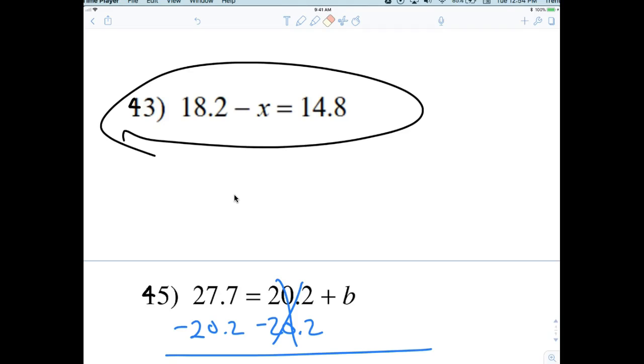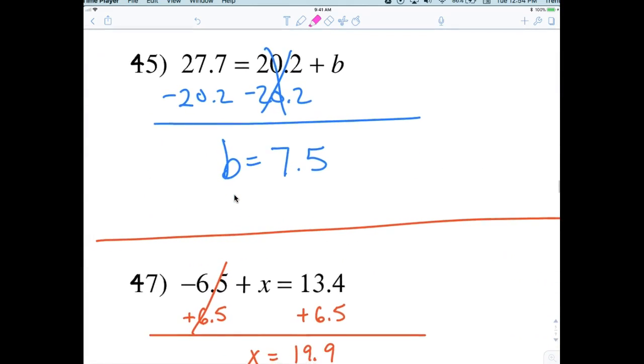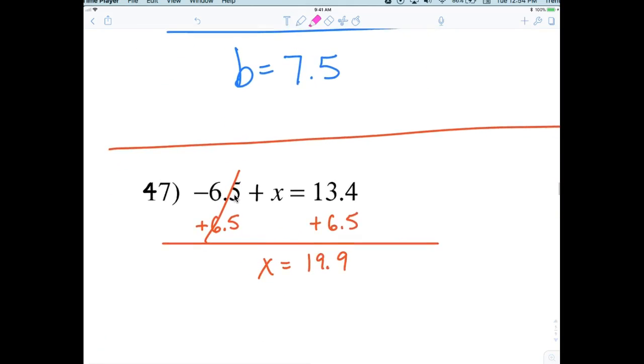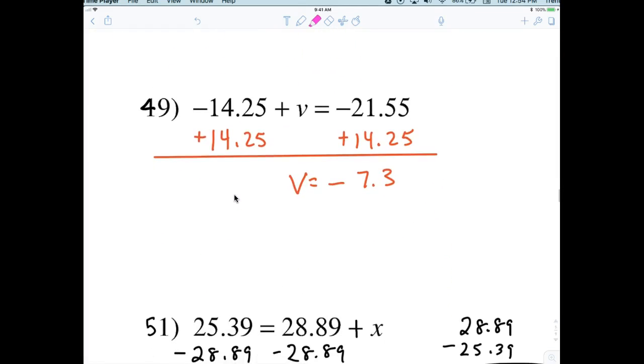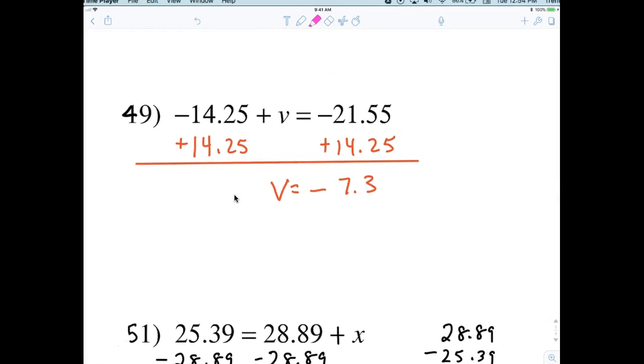But again, that's what I'm saying. I didn't show you how to do that one yet. It's kind of like a two-step equation, so don't worry about it. Number 45 was 7.5. And 47 was 19.9. Oh, I got negative. All right. We're adding 6.5. Everybody feeling pretty good about that? All right. And then 49.